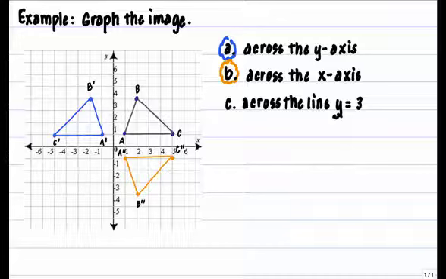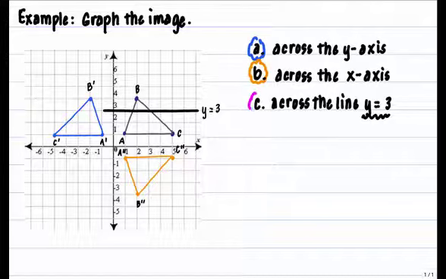Now here comes the challenging part. Reflect the original triangle across the line y equals 3. So the first thing I'm going to do is draw a nice dark line at y equals 3. And now I'm going to reflect my original triangle in pink across that solid dark line y equals 3. First, let's look at point A.